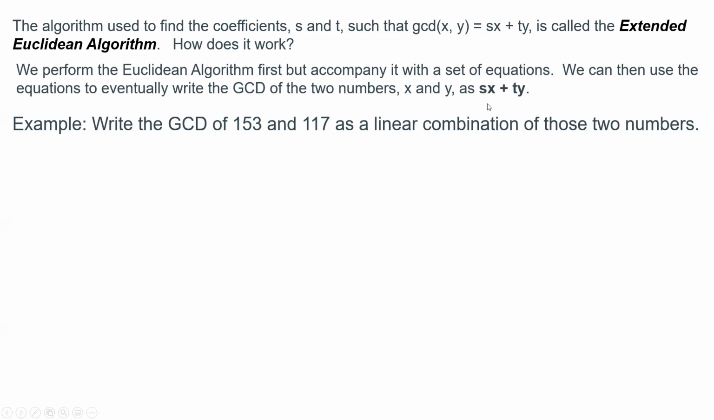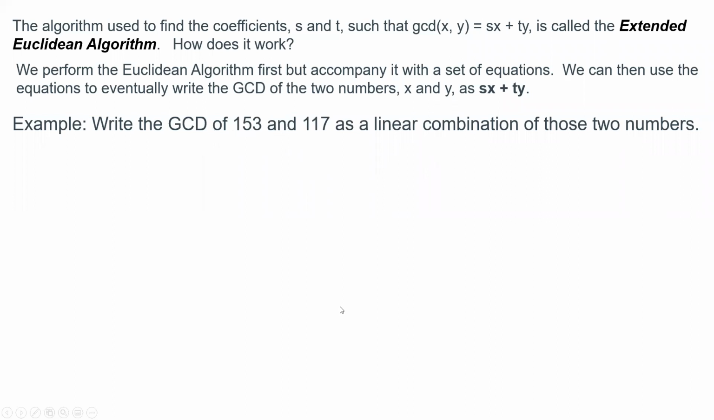And again, it's important that we know how to do this. I can just tell you to take my word for it, but otherwise I wouldn't be spending all this time on it. Okay, so let's go through this. Write the GCD of 153 and 117 as a linear combination of 153 and 117.